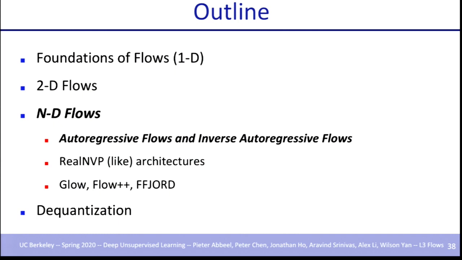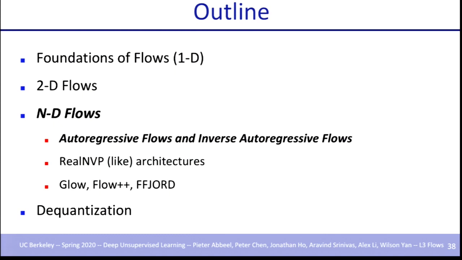Then we'll look at some completely different architectures, very different from autoregressive flows, that are actually much more popular. I would say autoregressive flows are mostly popular for modeling the prior distribution inside variational autoencoders, which we'll cover next lecture, whereas the other models are popular to model image distributions and so forth. And then we'll see, in some sense, next generation versions of real NVP with Glow, Flow++, and then Fjord.